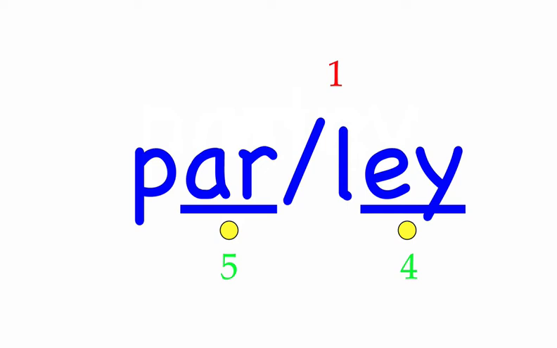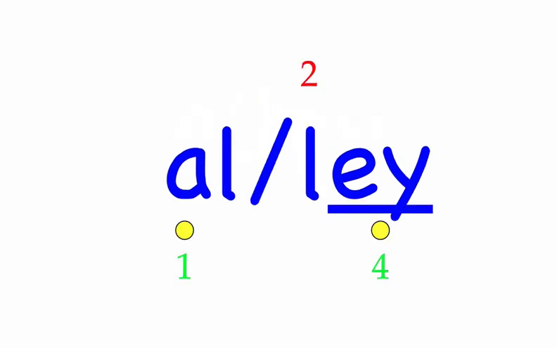Row 6. Alley. The alley is very poorly lit at night. Alley. 2 syllables, first syllable al, 2 sounds. A, L. Lee, 2 sounds. L, E. Alley. Mark the word.